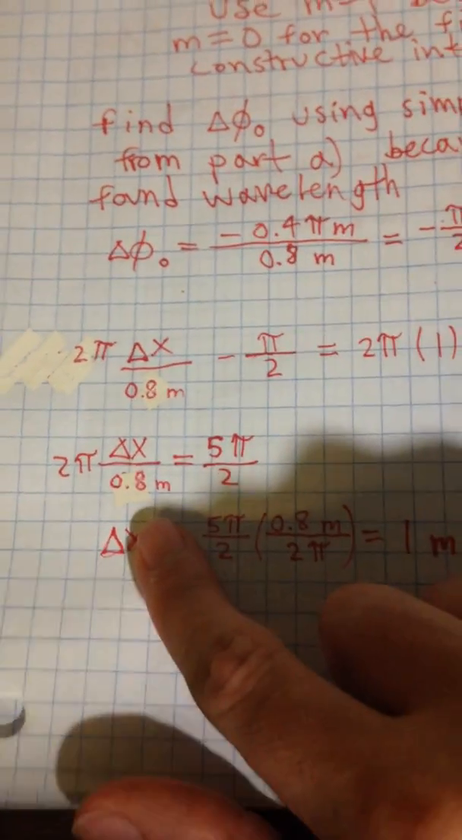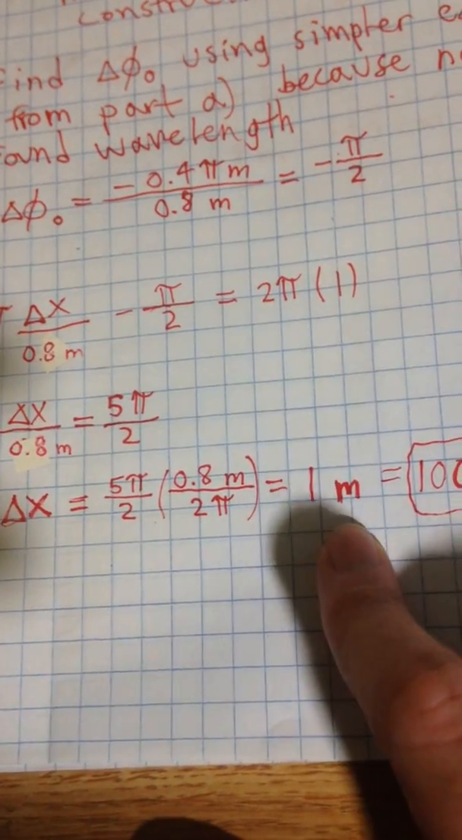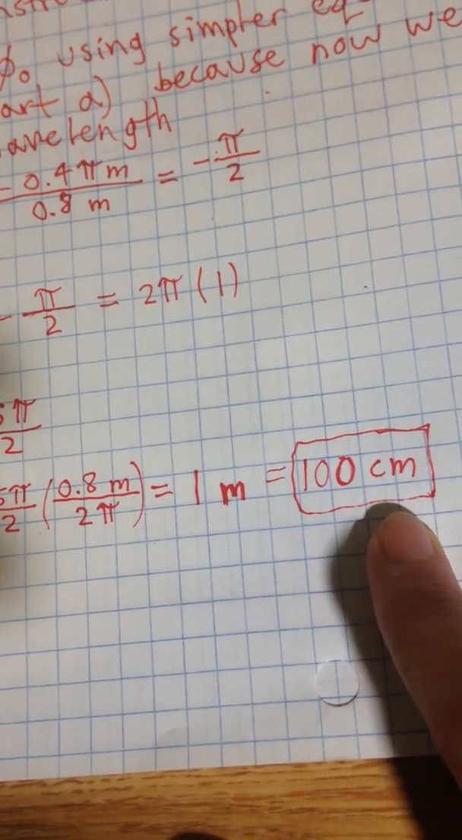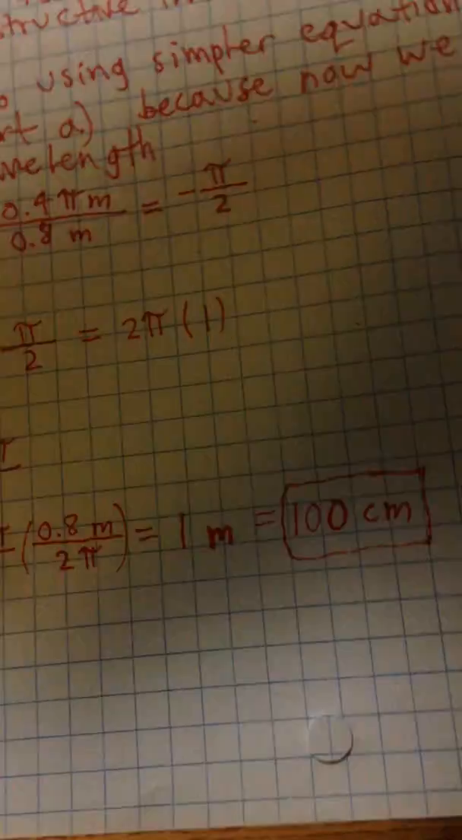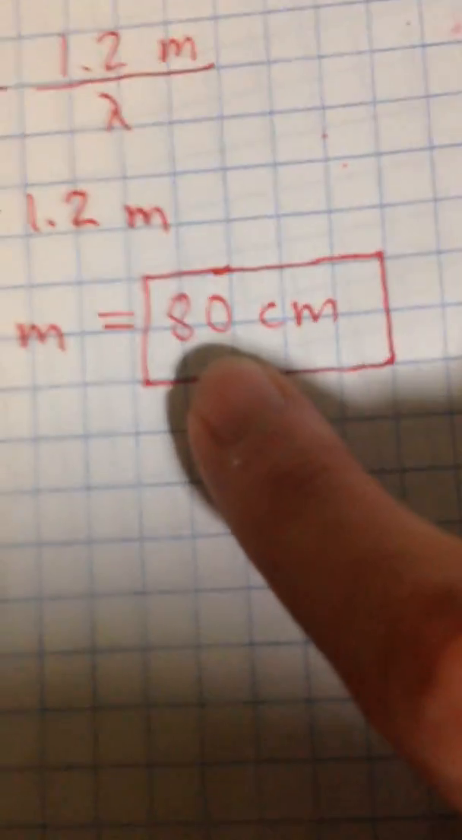And then that's going to be 100 centimeters. And that makes sense because we said the wavelength was 80 centimeters. And one wavelength past 20 centimeters would take a distance of 80 centimeters past 20 centimeters. So it would be 100 centimeters when they next constructively interfered.